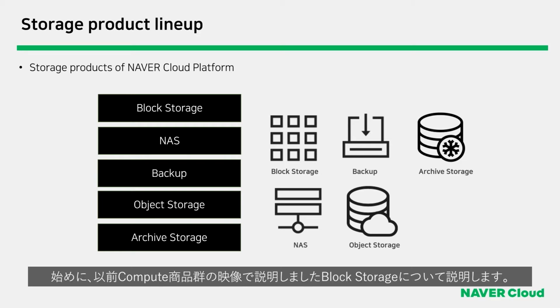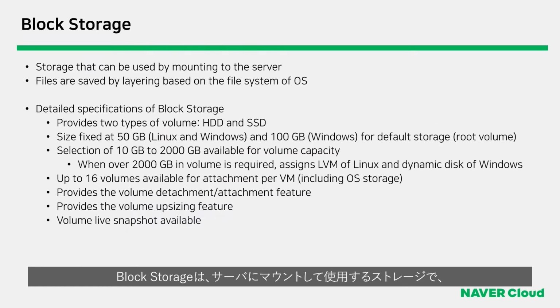Let's first take a look at block storage, which was discussed in the compute product group video earlier. Block storage is a type of storage that is mounted and used on the server, and data is stored in a hierarchical structure by the file system. Naver Cloud Platform's block storage is provided in two types, HDD and SSD.